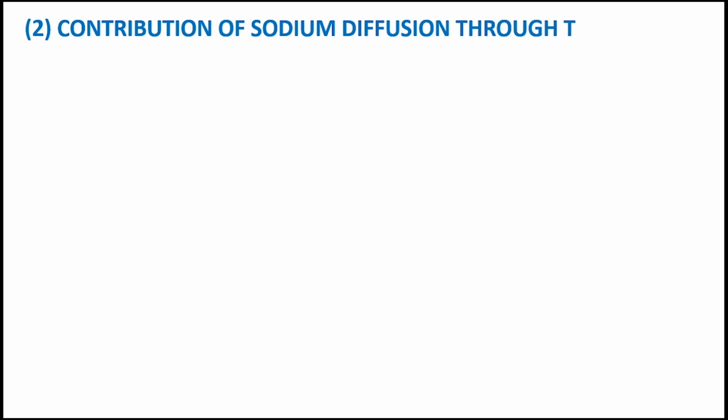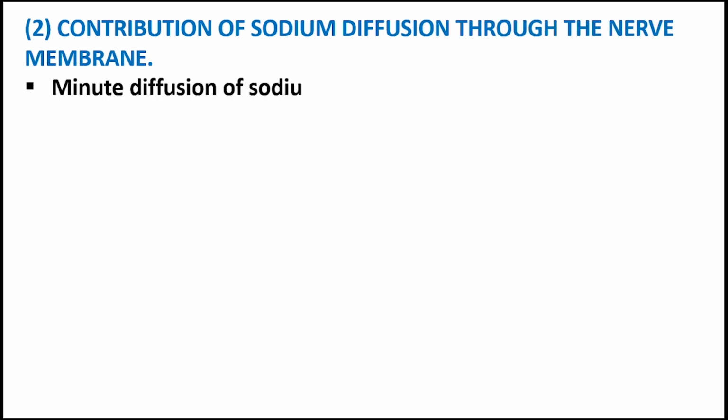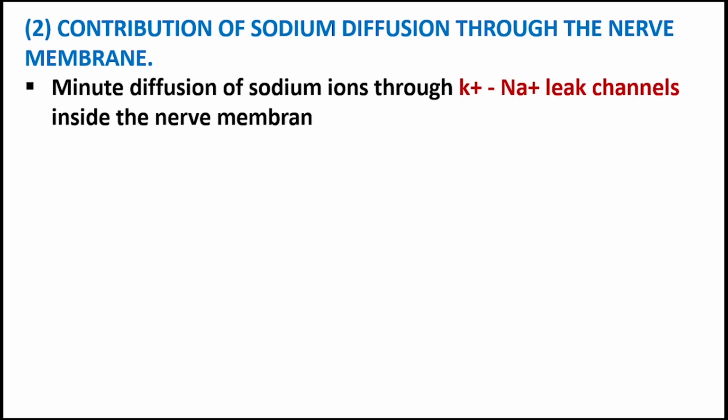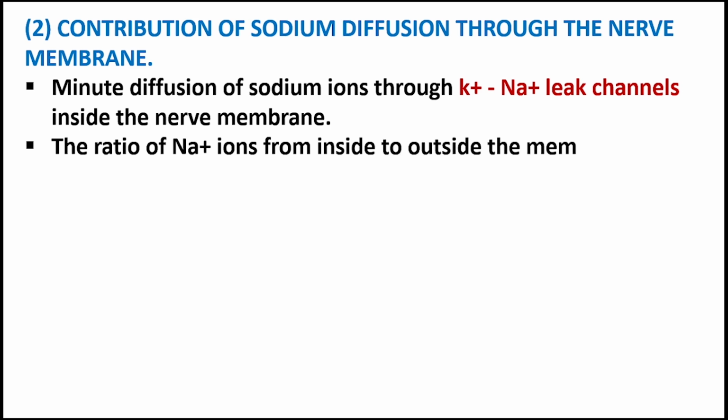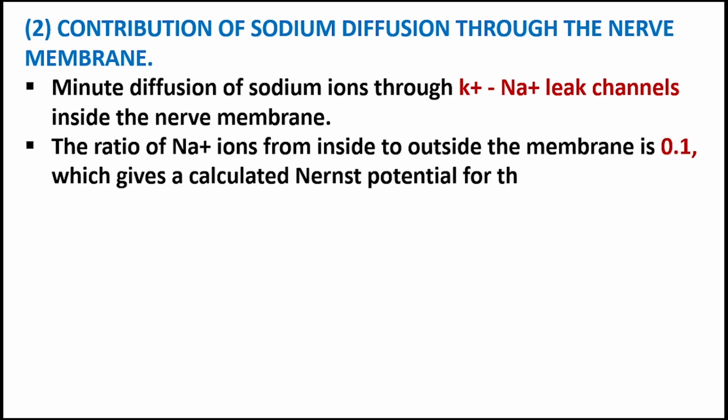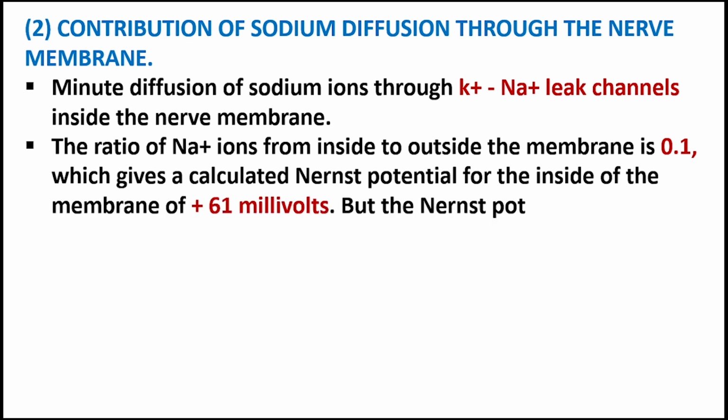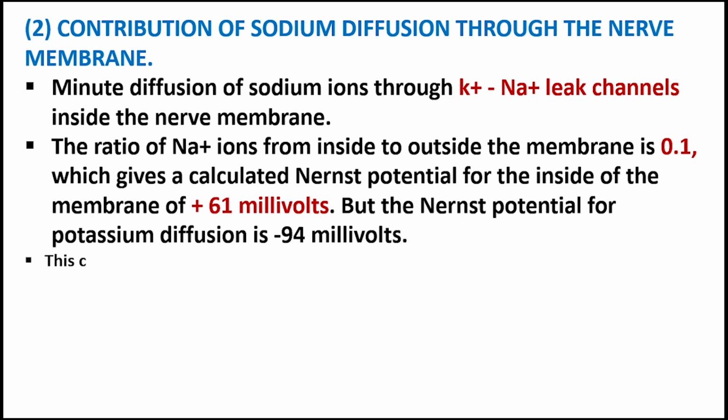Second, contribution of sodium diffusion through the nerve membrane. There is minute diffusion of sodium ions through the sodium-potassium leak channels in the nerve membrane. The ratio of sodium ions from inside to outside the membrane is 0.1, which gives a calculated Nernst potential for the inside of the membrane of plus 61 millivolts. But the Nernst potential for potassium diffusion is minus 94 millivolts. This can be answered by using the Goldman equation.